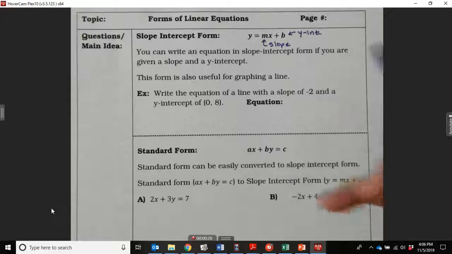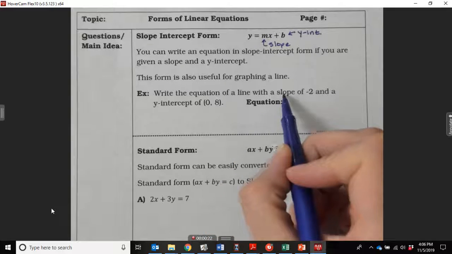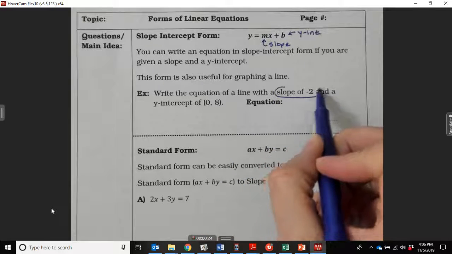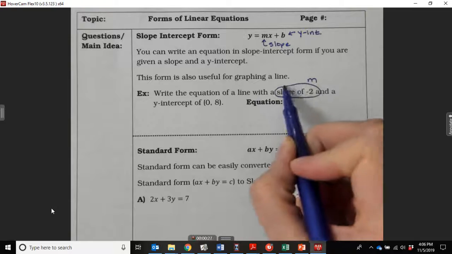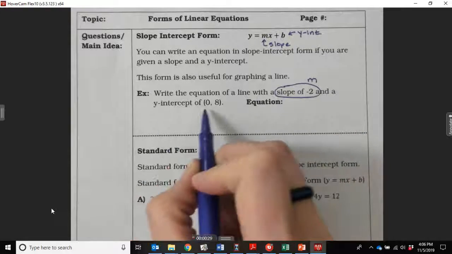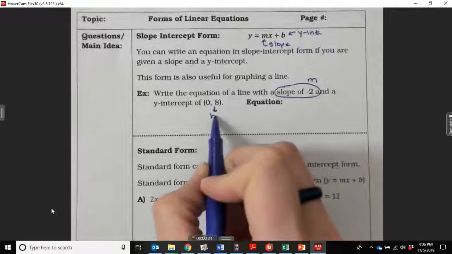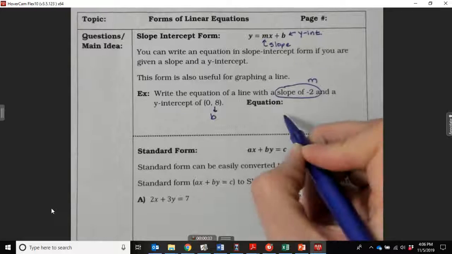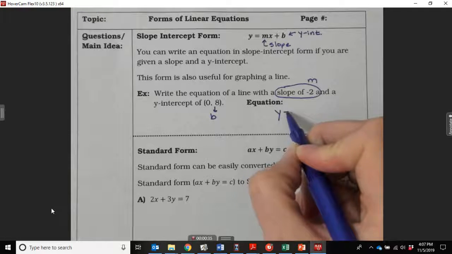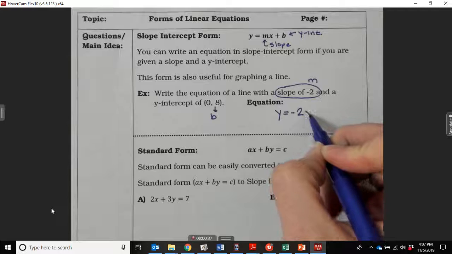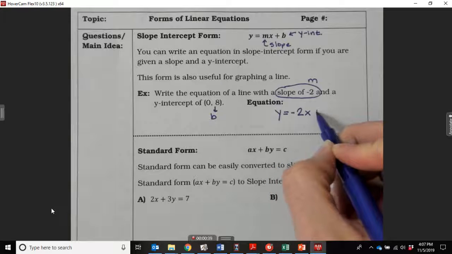And if I tell you to write an equation of a line with a slope of -2, that means that is your m value. And a y-intercept of (0, 8), that is your b value. And so you would be able to write the equation y equals -2x plus 8.